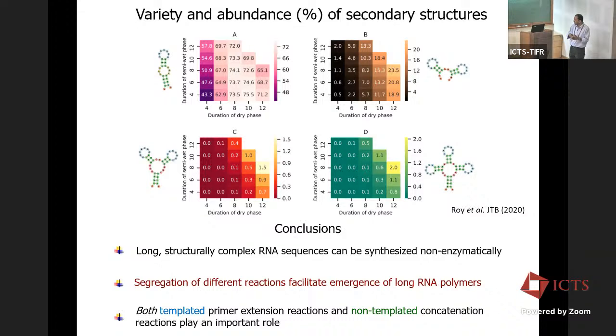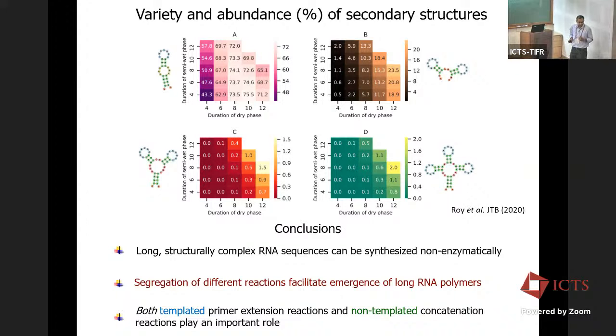And you need both concatenation and template-directed primer extension processes to go on in order to counterbalance the effect of hydrolysis, which tends to break up these long sequences.